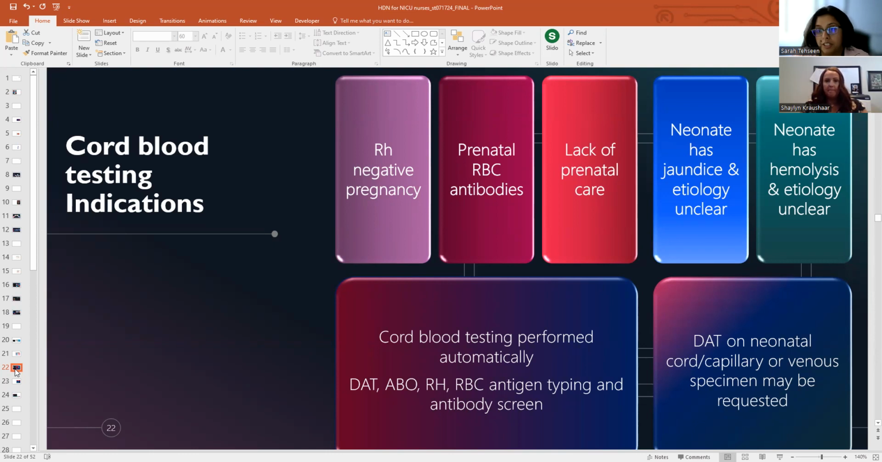Same goes for jaundice. So if it's severe jaundice, which cannot be explained by other reasons, because as we all know, jaundice can be caused by many things, or if it is hemolytic anemia, which cannot be explained by other things, DAT is very appropriate to be done in the neonate. It may not be able to get done on a cord, because cord is usually thrown away within the first 2-3 days, but a capillary specimen or a venous specimen is appropriate.